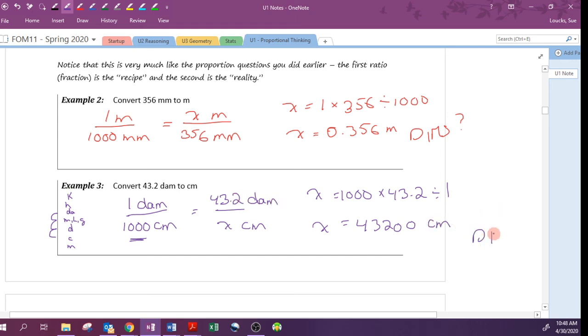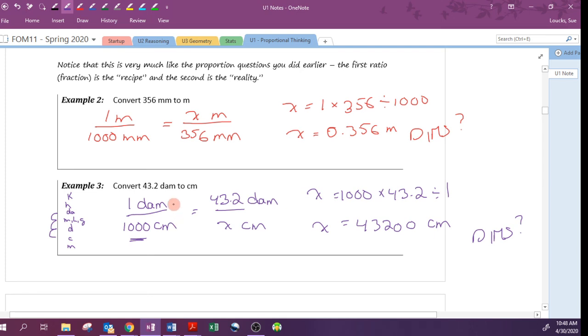Okay, DIMS. I'm definitely going to DIMS this question. A decameter, that's pretty big. It's bigger than a meter anyway, so that's quite a long distance. Yeah, it's going to be thousands of centimeters. That seems reasonable. I went in the right direction anyway. That's the beauty of this thing, is you're always going to go in the right direction because you are multiplying and dividing.